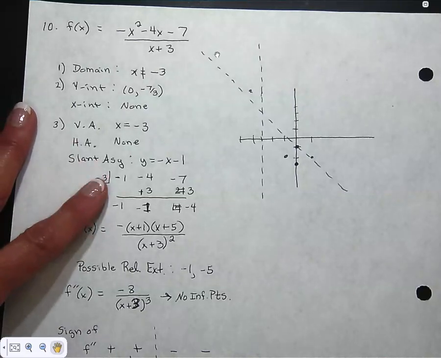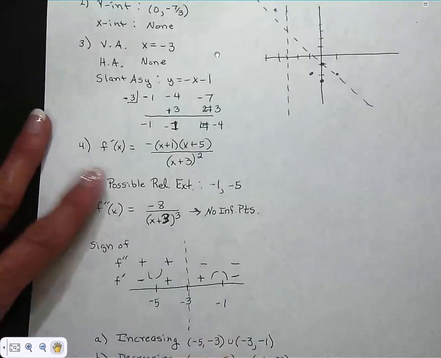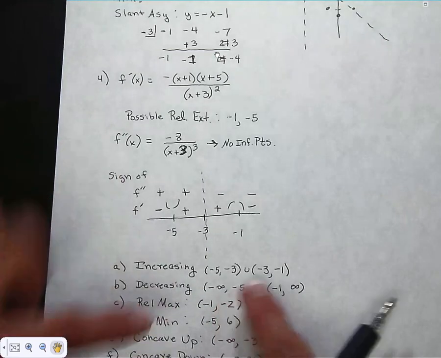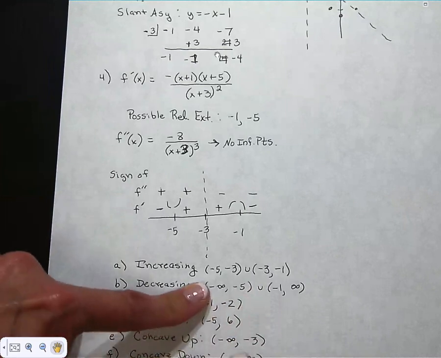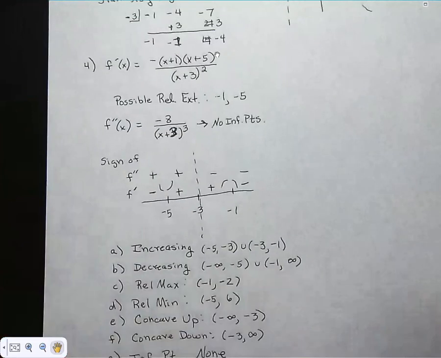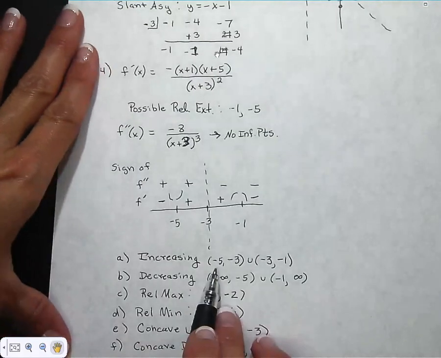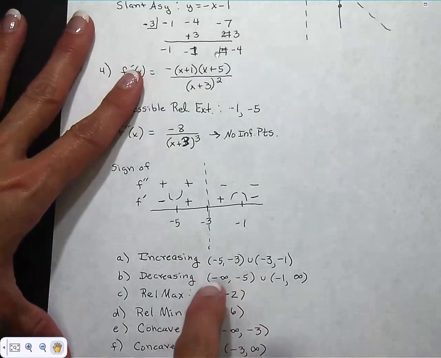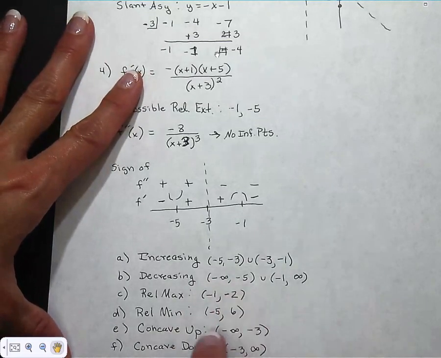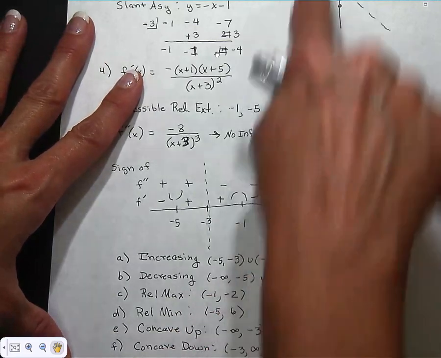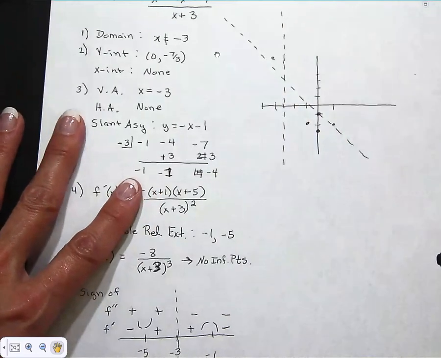So decreasing from -infinity to -5, decreasing but concave up. Gotta sneeze. I never have just one. I did. Okay. Decreasing -infinity to -5, but concave up to -3, concave up to this vertical asymptote.